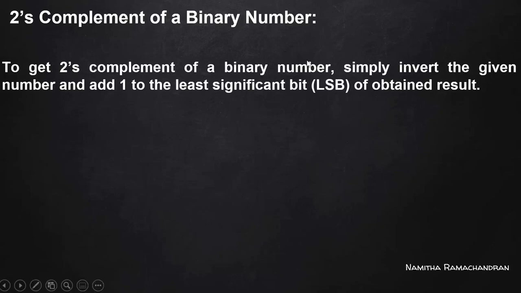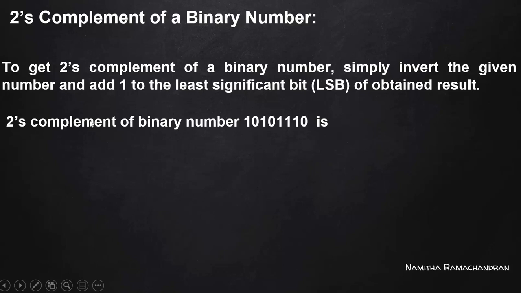To get the 2's complement representation, simply invert the given number and add 1 to the least significant bit of the obtained result. This is the rule to get the 2's complement form. That is, convert the given binary number to its 1's complemented form first, then add a single 1 to it.